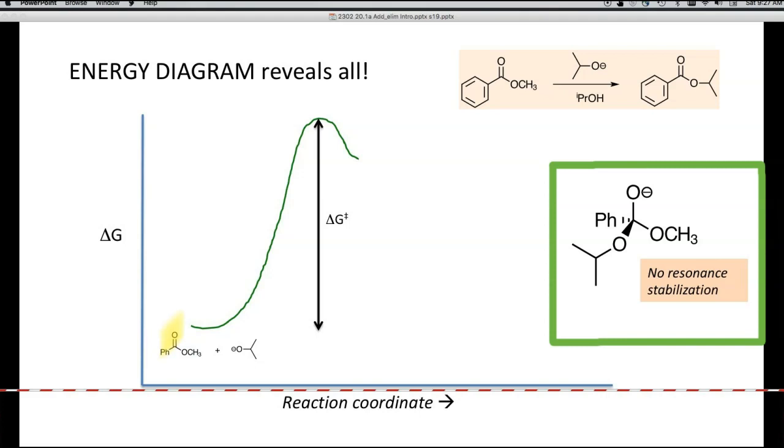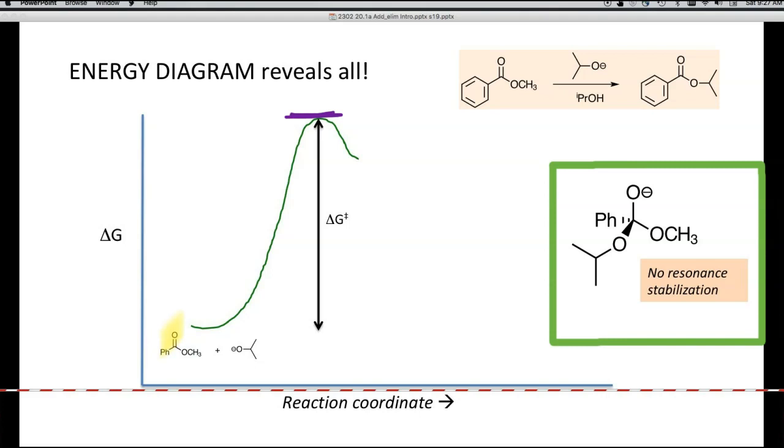Carbon-oxygen bonds are strong, but they're not that strong. A carbon-oxygen double bond is really strong, but not these single bonds. And I've lost any resonance stabilization I had in my starting material. So, bottom line is, this is a very high energy intermediate.